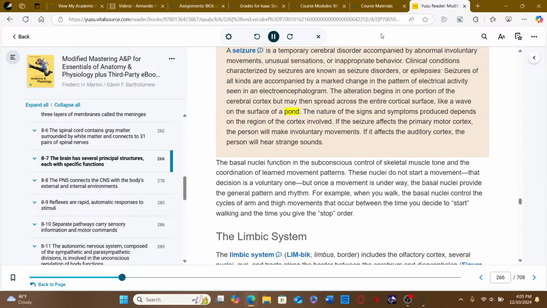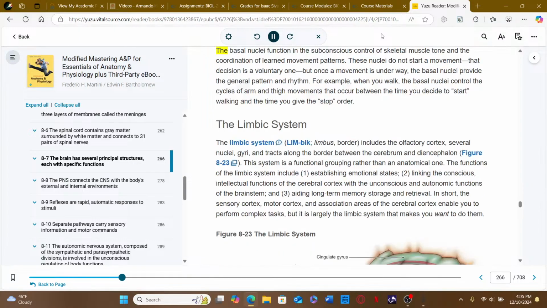The nature of the signs and symptoms produced depends on the region of the cortex involved. If the seizure affects the primary motor cortex, the person will make involuntary movements. If it affects the auditory cortex, the person will hear strange sounds.